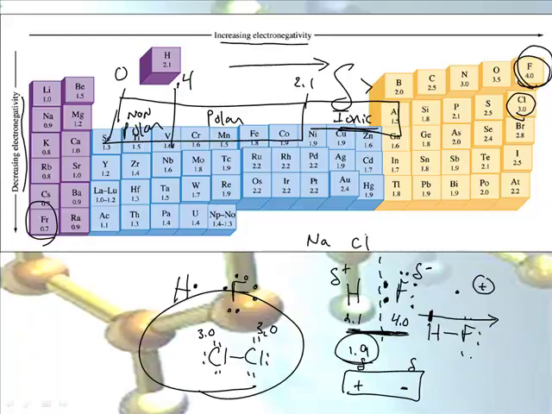The example we gave was NaCl. Na has an electronegativity of 0.9, and chlorine is 3.0. So the difference there is 2.1. So that's an ionic compound.